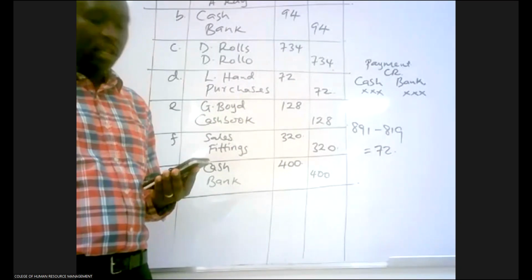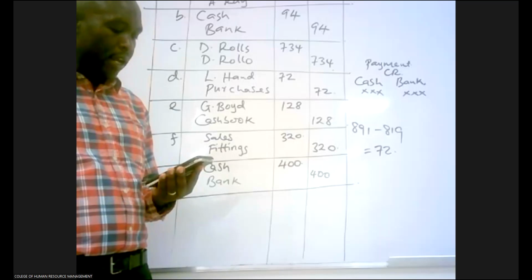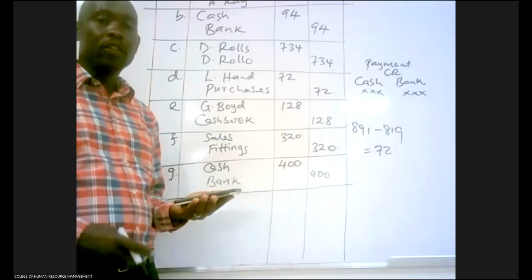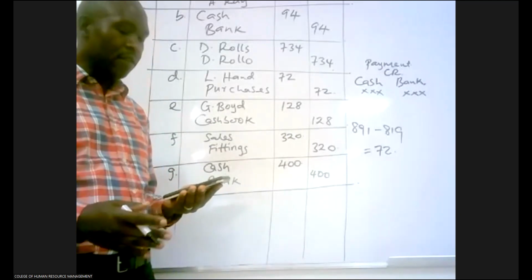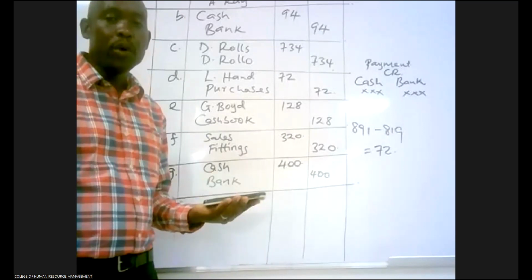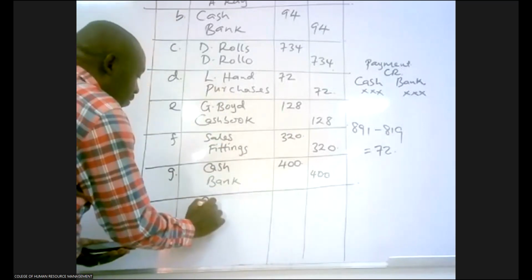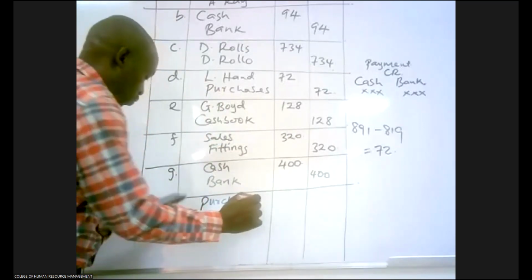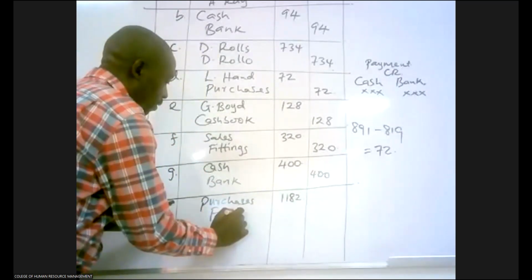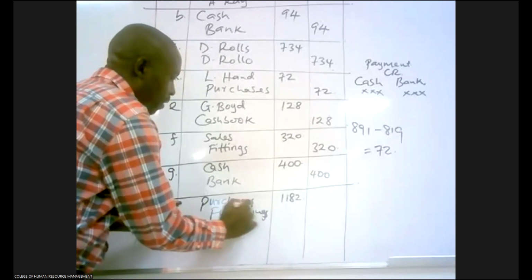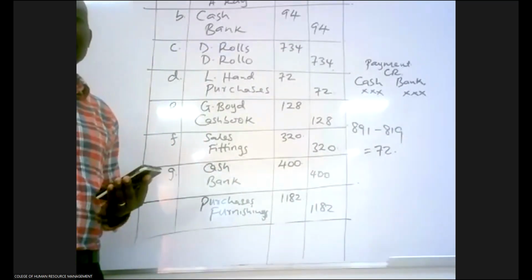Lastly, H. Purchase of goods 1182 has been entered in error in the furnishings account. So that is simple now. Instead of debiting purchases, we debited furnishings. So what do we do? We cancel that entry in the furnishings. We debit the correct account, which is purchases, 1182. Credit or reverse the wrong account, furnishings, 1182. And you are sorted.